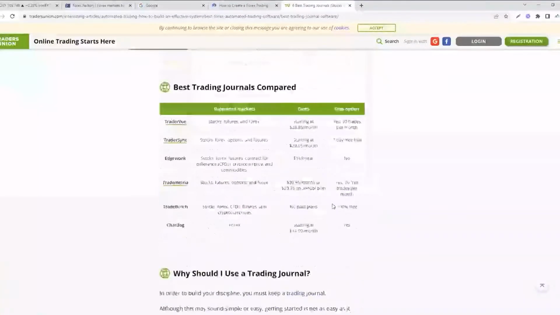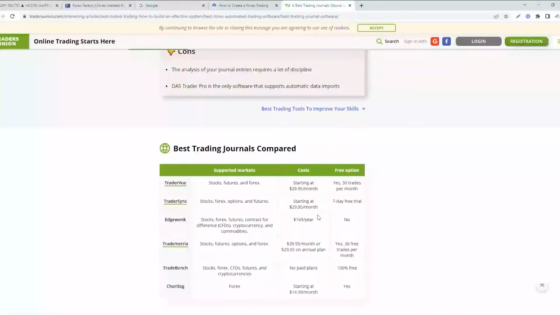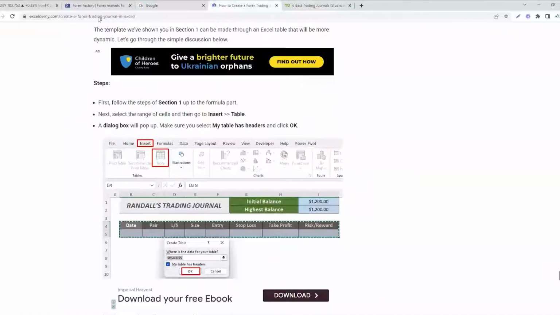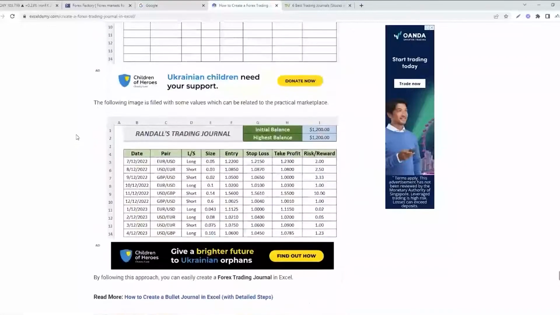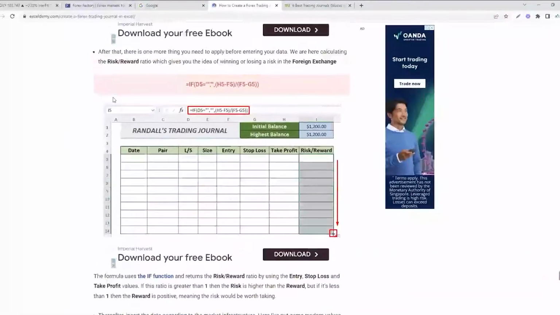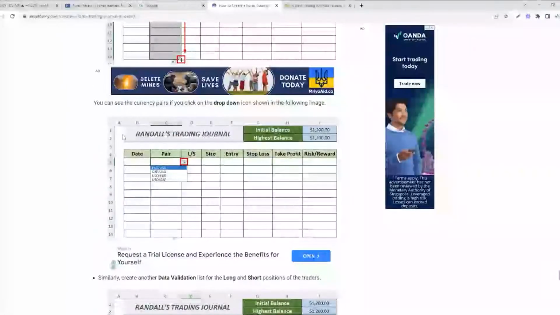Like I said, I'm not promoting any of these trading journals. It's just something that I Googled, and I saw this website that was reviewing certain journals, and I found it pretty useful. So you can look through this, and also of course do your own Google search for any other updated journals that are available. And of course this website here, Excel Dummy, also gives you a good head start on trying to create your own manual journal in Excel as well.